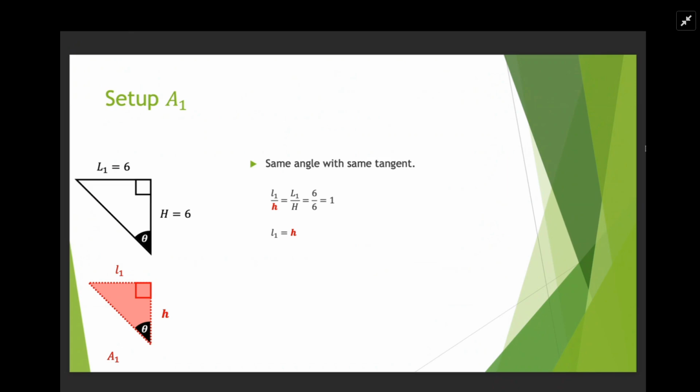Now we take the formula for the area of a triangle. A1 is 1/2 base times height. And since the base is the length L1, we can substitute h in its place to get the result 1/2 h squared.